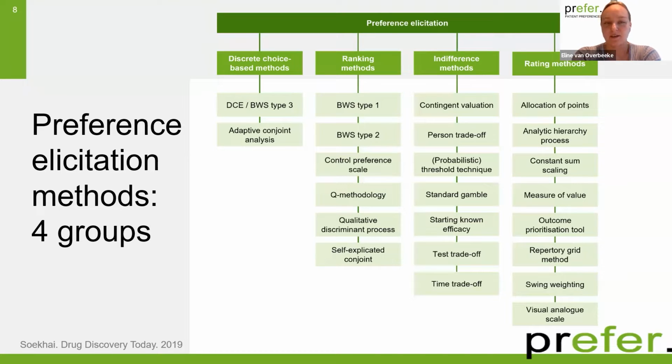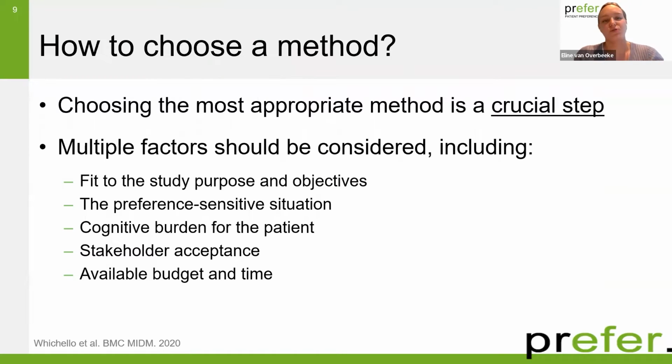Now, in general, when we move from the left to the right of this figure, methods are generally able to answer a smaller subset of questions. But how now to choose a method among all of these methods? Choosing an appropriate method for your study is a very crucial step. And multiple factors can be considered in this process, including the fit to the study purpose and objectives, to see that the method can provide the information that you're looking for, but also the preference-sensitive situation, cognitive burden for the patient, stakeholder acceptance, and available budget and time.